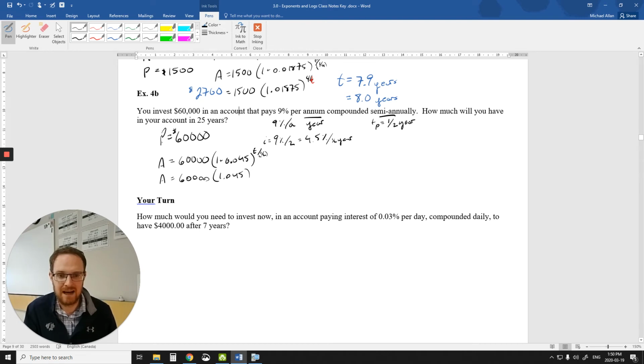So here I'm dividing by a half. This is going to turn into 2t. All right, so now what we can do is we can graph this like we did before.